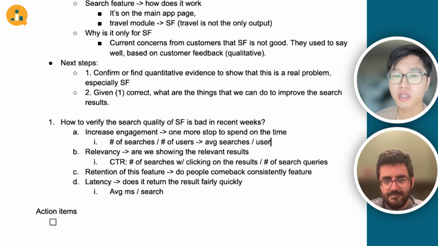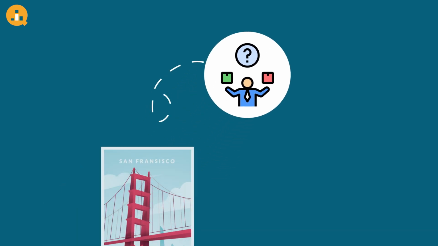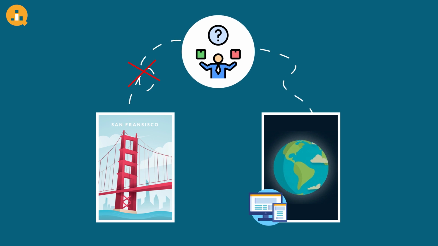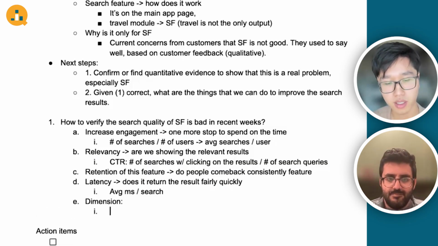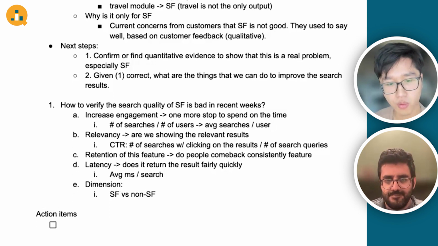And I want to focus on the SF audience, because this question is very specific to SF. Let's focus on SF, but we can extend this framework to the other audience as well. So we can compare how these metrics change over time to make sure it's actually not specific to the SF audience, but more like a platform-wide problem. So a dimension I want to check is SF versus non-SF. Okay, so these are the things that I want to check.